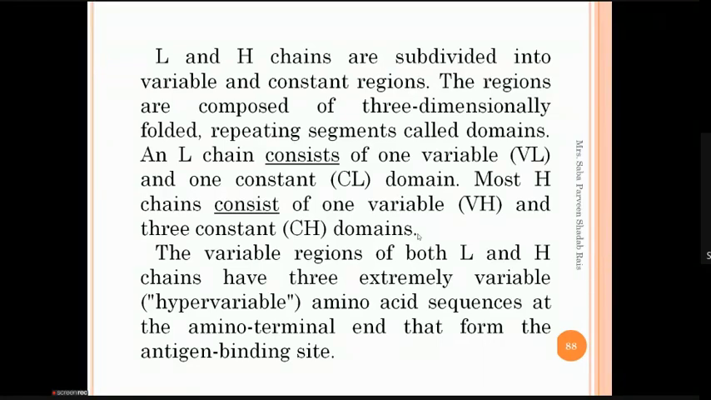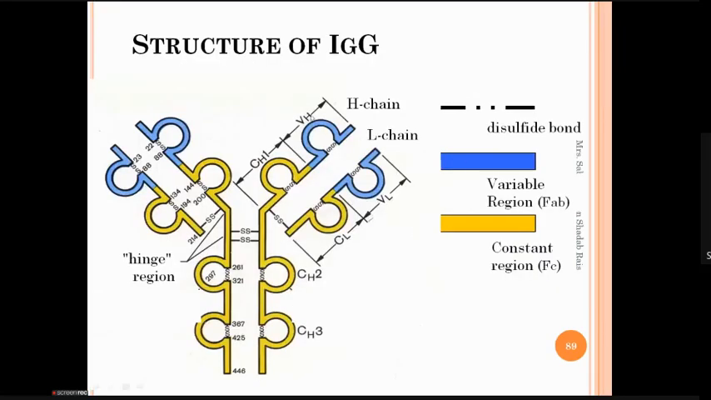So the L chain consists of one VL and one constant, that is CL, domain. Most H chains consist of one VH and three constant CH domains. When you see the diagram, it will be a bit clearer. You can see here this variable region. In the general simple diagram we have seen only the disulfide bond, but between this CH region and this VH region they also have disulfide bonds. The blue part is the variable region, which is made up of approximately 110 amino acids, and it differs in all classes of the immunoglobulin.